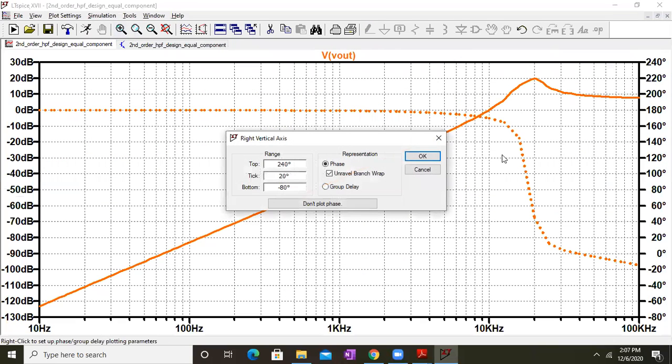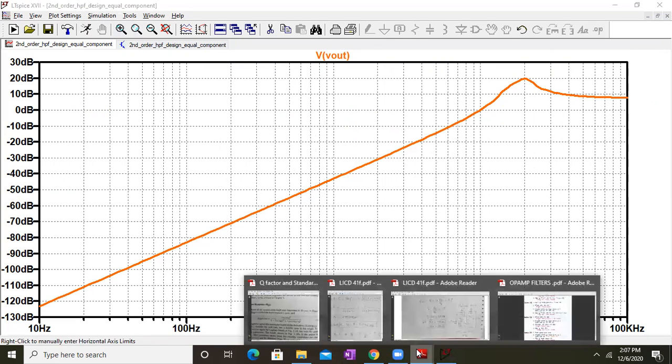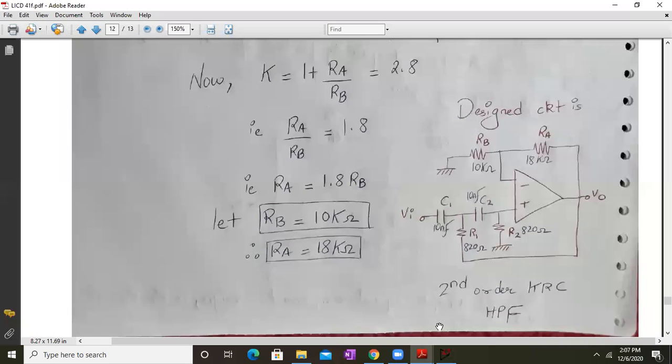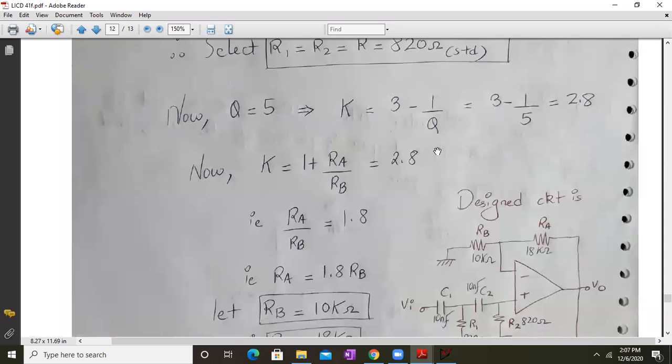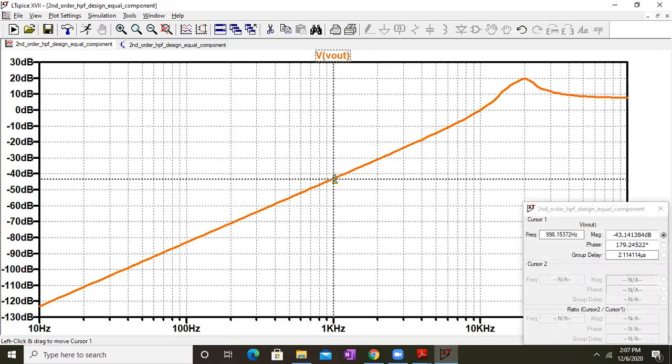Okay, so we are getting a response, a high pass response. Now let us check the passband gain. How to check the passband gain? Over here in the design, we have a passband gain of 2.8. So just take 20 log to the base 10 of 2.8. That will give you 8.94 dB. So this value should be close to 8.94 dB. So let us check that.